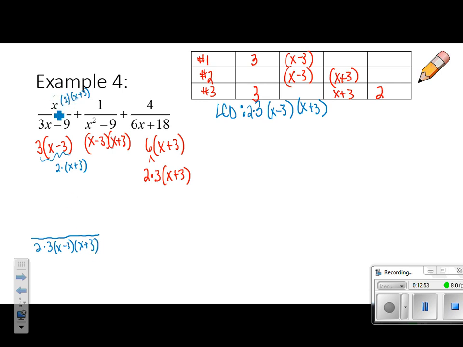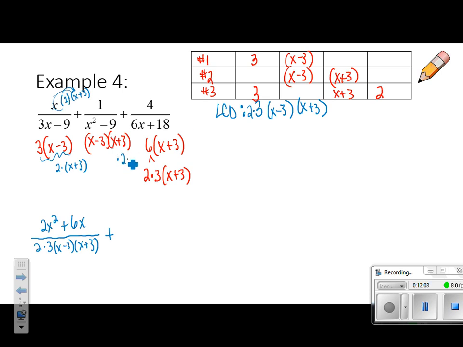Okay, so 2 times x is 2x, and now I'm going to multiply that by x. 2x times x would be 2x squared, and 2x times 3 would be 6x. Now I look at the next one. What is it missing? It's missing a 2 and a 3.